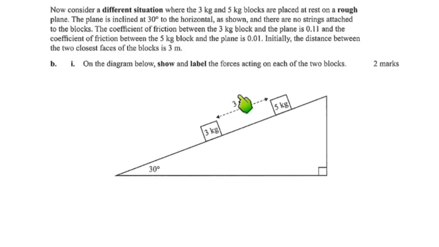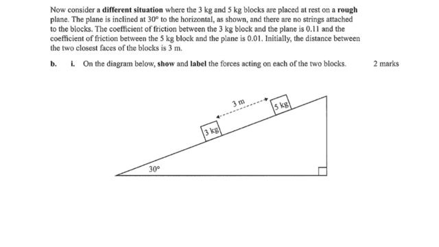Well, that's very interesting. Because this has a coefficient of 0.11 and this has a coefficient of 0.01, that tells me that this is a rougher situation than this one, which means that this one is going to come down the plane faster than this one. So this one's going to be catching up to that one. Anyway, that's not what we're asked for, but that's just what I'm observing, because that's probably going to be important later on.